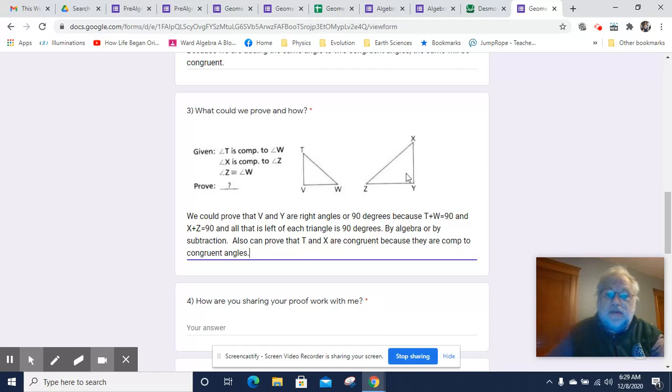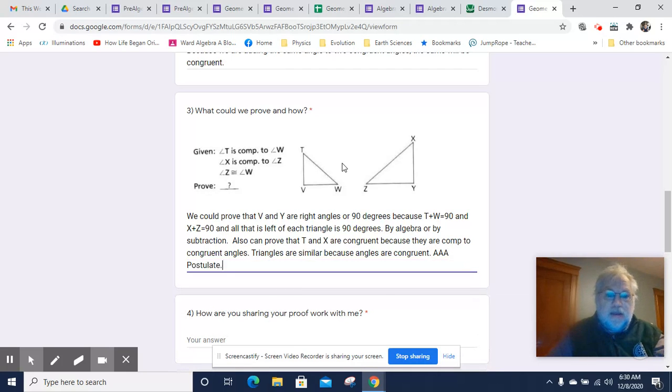We could also prove that these two triangles are similar because they have all the same angles, and therefore their corresponding side lengths form proportions. We can't prove that the two triangles are congruent because having congruent angles is not sufficient to be congruent. It is sufficient to be similar. So triangles are similar because angles are congruent. Later on you'll learn about the angle postulate, which demonstrates that. All right, I'm going to stop sharing, and I hope that helps.